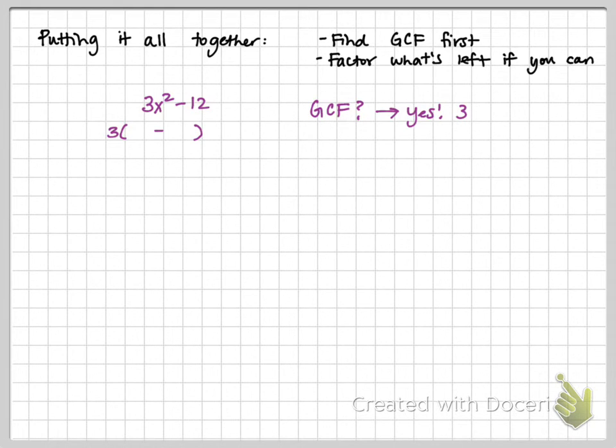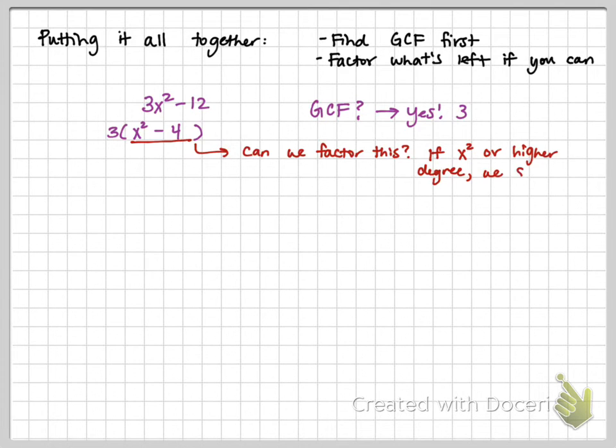And so what we're going to do is we're going to take 3 out of 3x squared, and that's going to leave us with just x squared. We're going to take a 3 out of 12, and that's going to give me just 4. Now, you're going to look at what you're left with inside the parentheses. You're going to ask yourself, can we factor this?